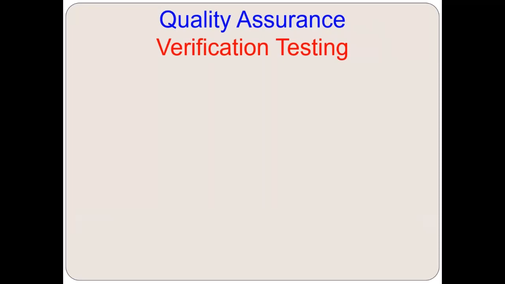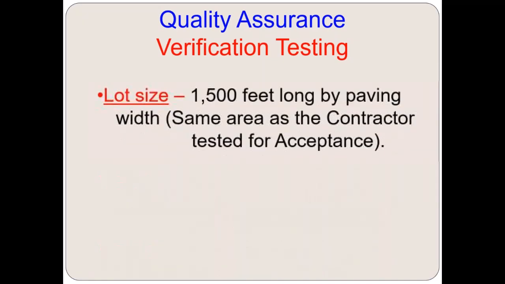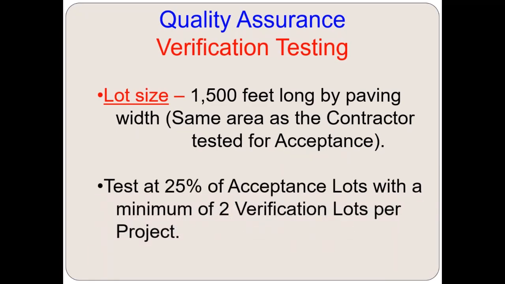One of the things that's changed is the way the verification testing is being done. It's the same concept as before with the quality control and the acceptance testing. The lot size for both the DOH and the contractor will be the same. We'll have the same station numbers. But the DOH is going to be testing approximately 25% of the lots with a minimum of 2 per project.